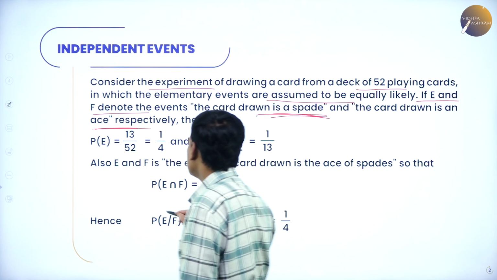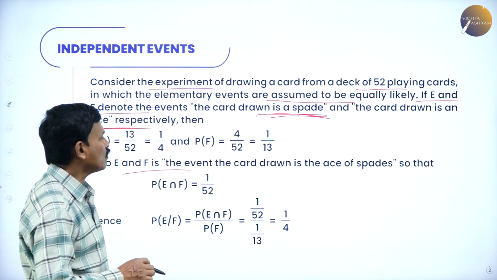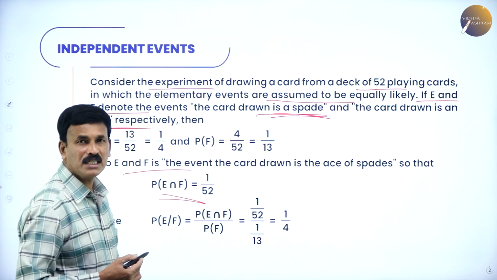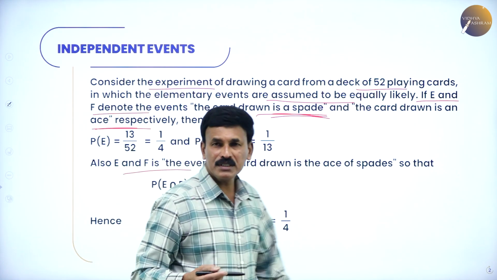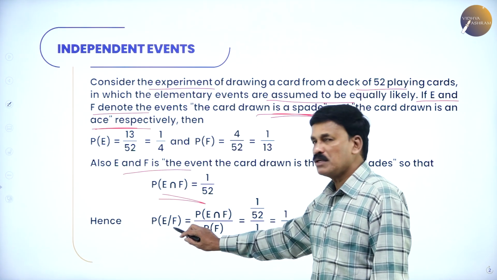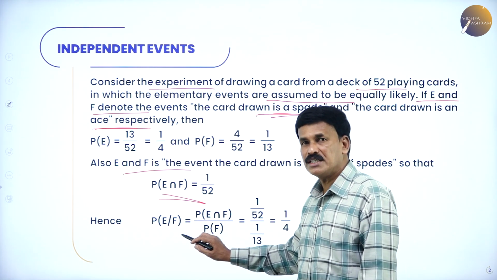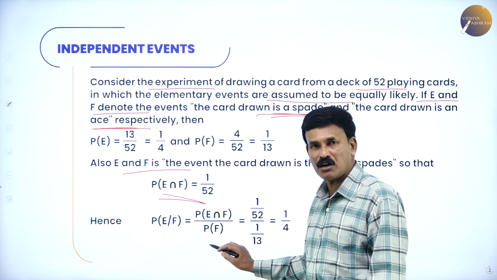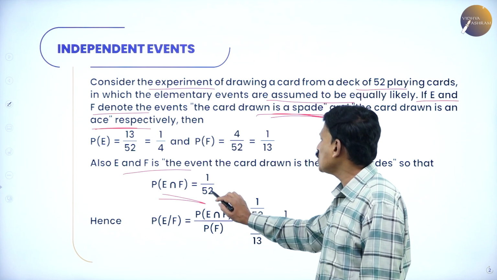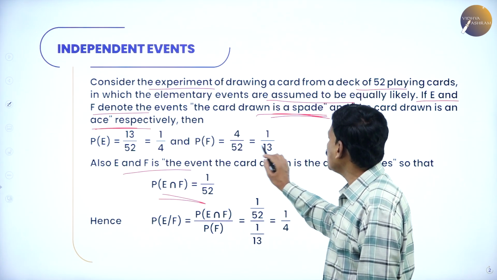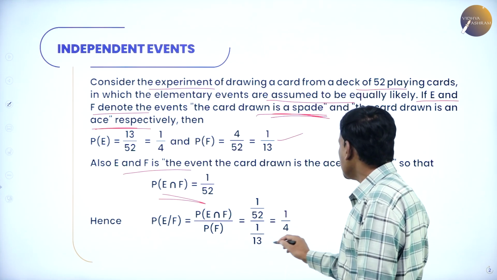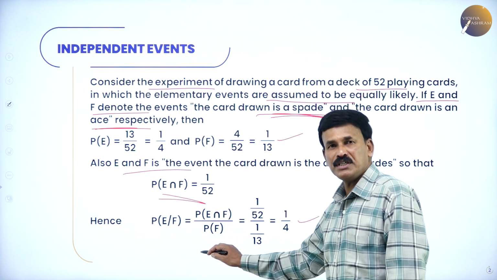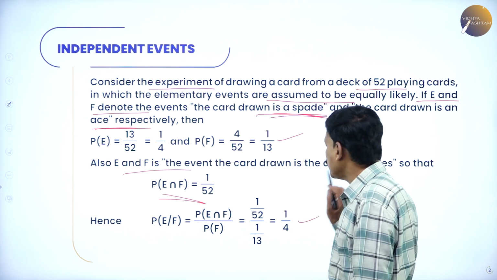The event that the card drawn is both an ace and a spade is given by E intersection F, equal to 1 by 52. Hence, by the theorem, the probability of E given F has already occurred is the probability of E intersection F divided by the probability of F. That is 1 by 52 divided by 1 by 13. 13 fours get cancelled, giving 1 by 4. So the probability of E given F is 1 by 4.